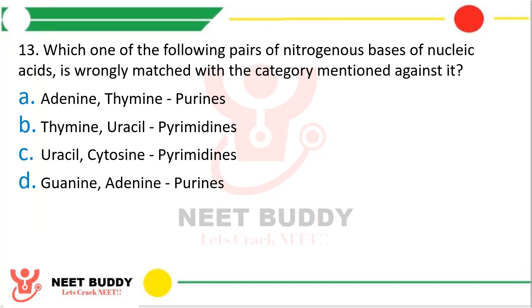Question number 13. Which one of the following pairs of nitrogenous bases of nucleic acid is wrongly matched with the category mentioned against it? Adenine, thymine, purines; thymine, uracil, pyrimidines; uracil, cytosine, pyrimidines; guanine, adenine, purines. You have to find the wrongly matched category. The correct answer is option A. Adenine and thymine are not both purines. Thymine is a pyrimidine.